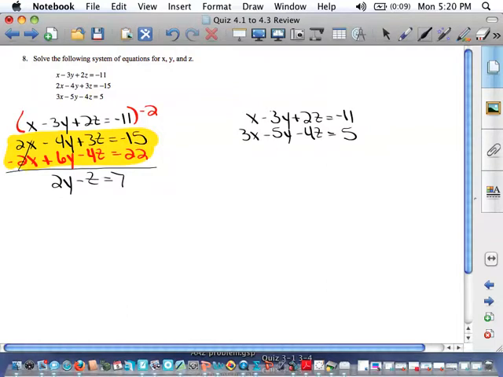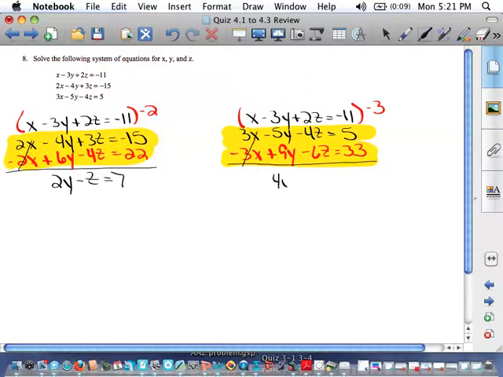Looking at the second set of equations, I'll take the first equation and I'll multiply that by negative 3. So I'll get negative 3x plus 9y minus 6z equals 33. I'm going to use these two equations, add them together. I will cancel the x's then. I get 4y minus 10z equals 38. So now I'm down to two equations and two unknowns.